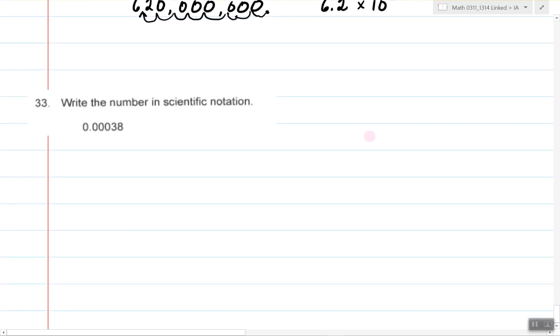Number 33, the number is 0.00038. In order for this to be in scientific notation, the decimal point must go here. Remember, it has to go to the right of the first non-zero number. To get there, it has to move 1, 2, 3, 4 places. And when it moves, so that's going to be 3.8 times 10. Now, it moved 4 places, positive or negative? It's going to be negative because this is a tiny decimal.